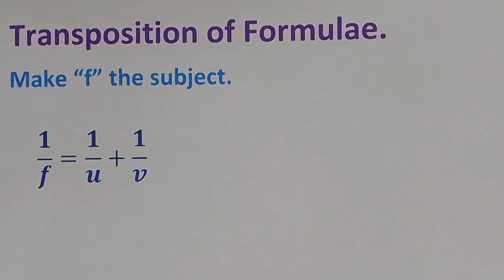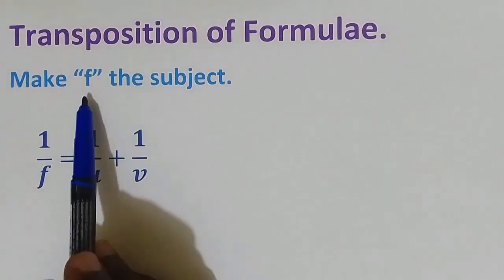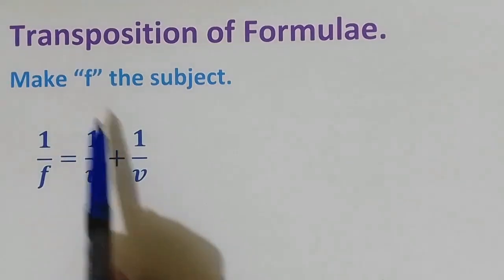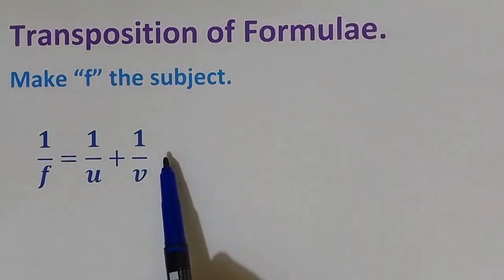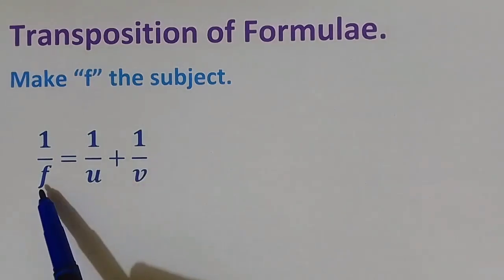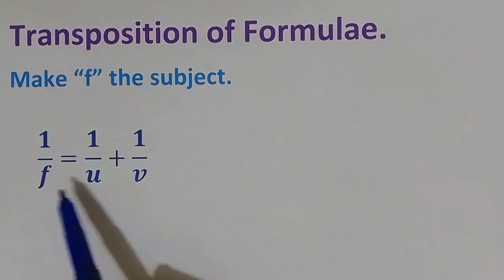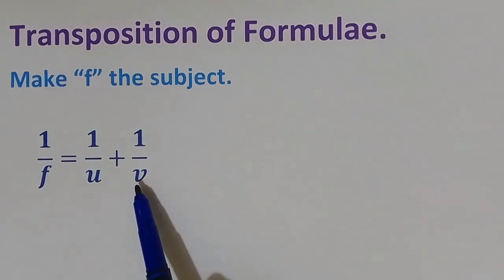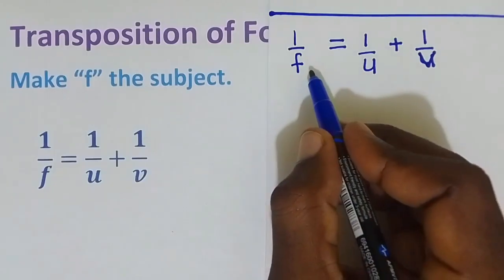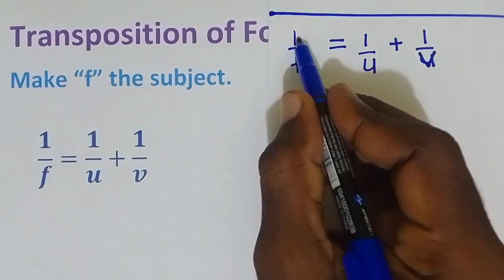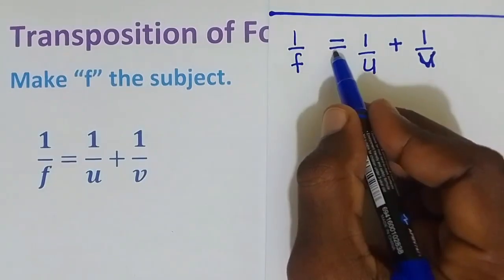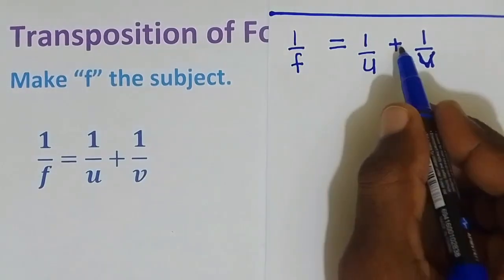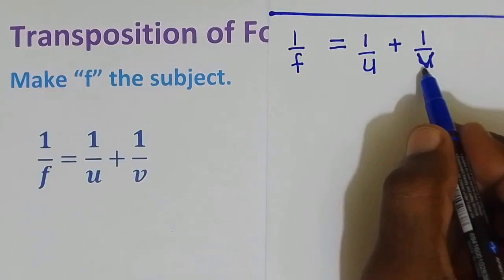Hello, welcome back. Today we are going to work on transposition of formula, and we are going to make f the subject of this formula. That is, we are going to make f in terms of u and v. They have given to us 1 over f is equal to 1 over u plus 1 over v.